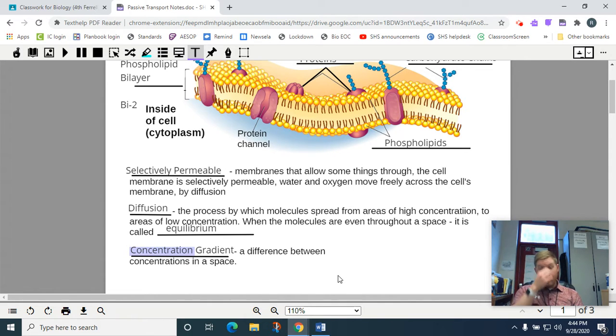If someone were to pass gas, right when they do, you have that area that's super, super strong. And so that's a highly concentrated area. Well, it's going to move to places that are lowly concentrated and don't have the smell. So it's going to spread out just like the perfume. The difference between that high concentrated area and that low concentrated area, we call that a concentration gradient.